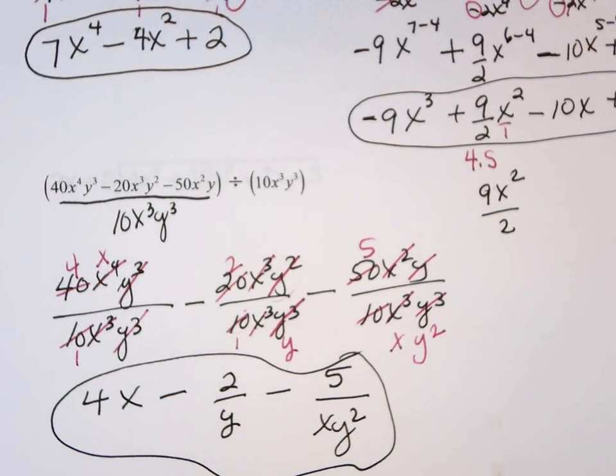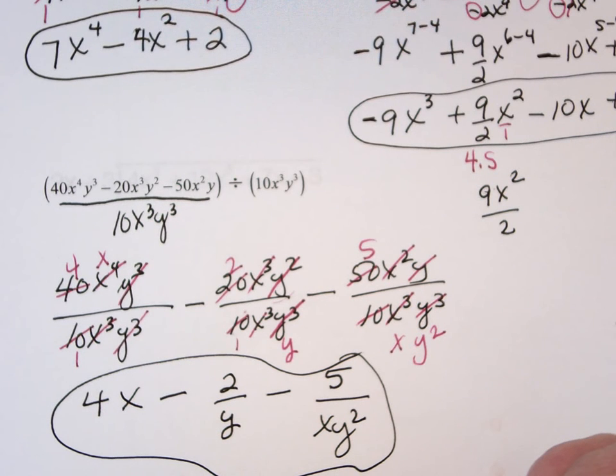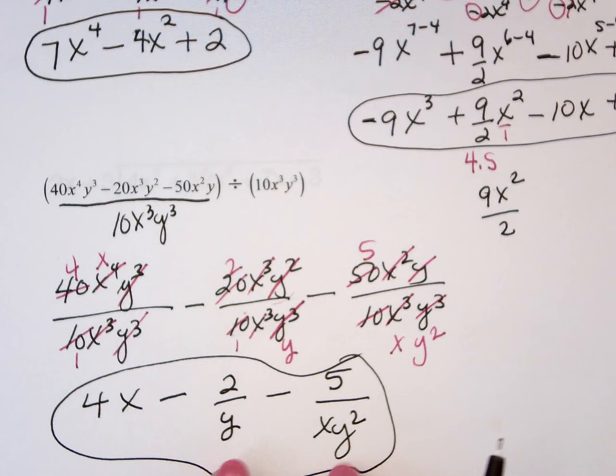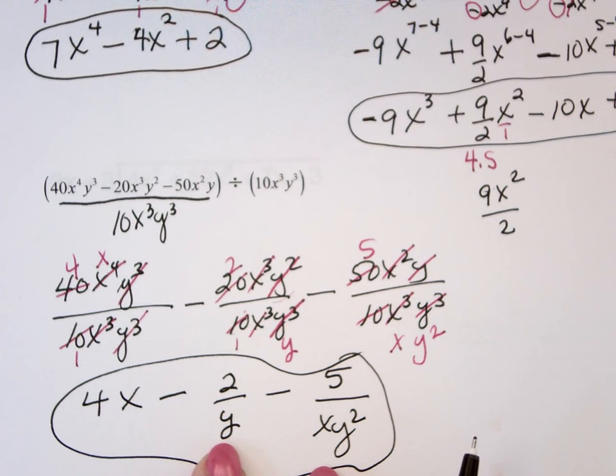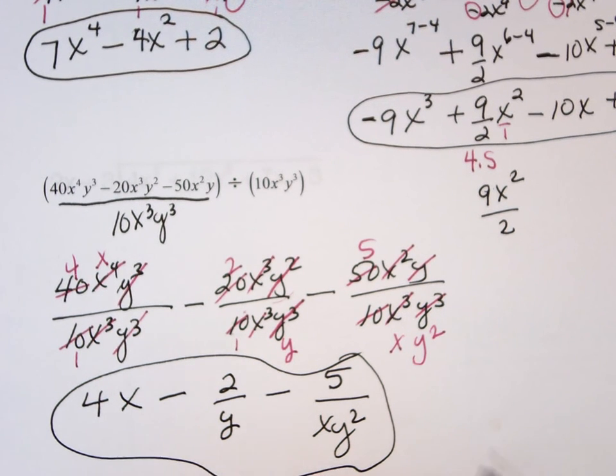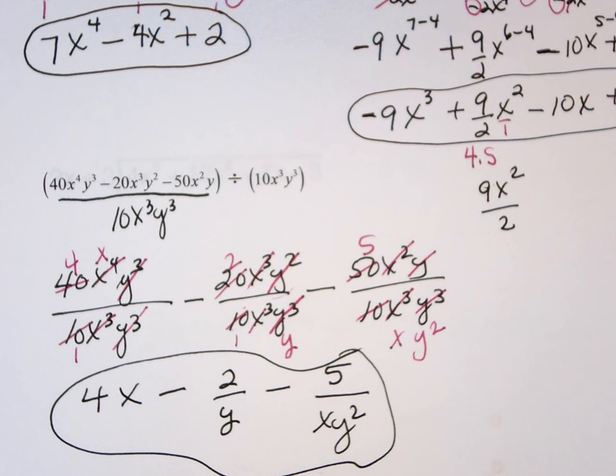You wouldn't combine the two y's? You would just leave it like that? Mm-hmm. They're different. This one's a y and that's an xy squared. So they're different. And that's when we say yippee, because they're fractions.